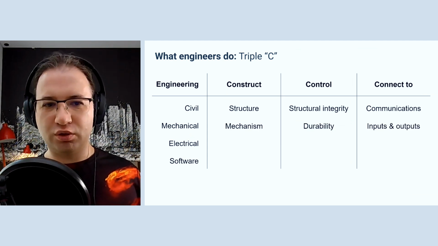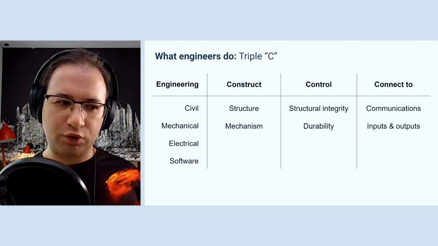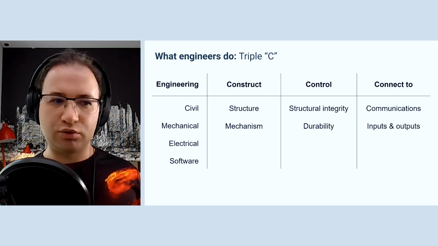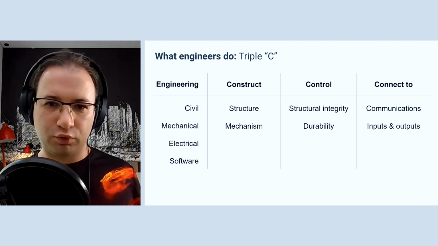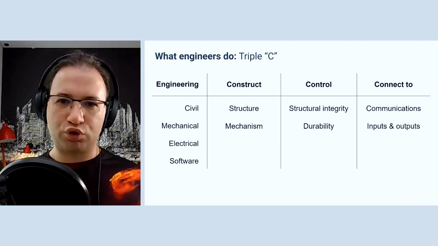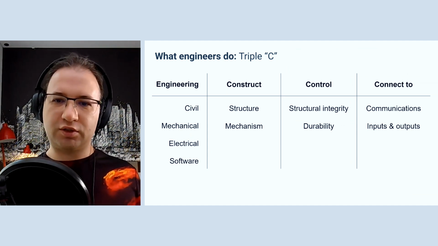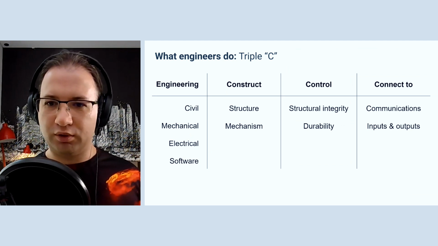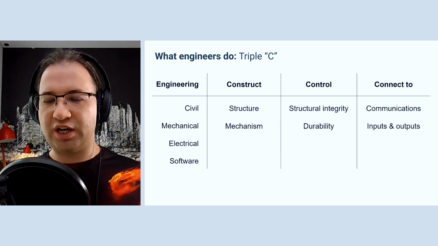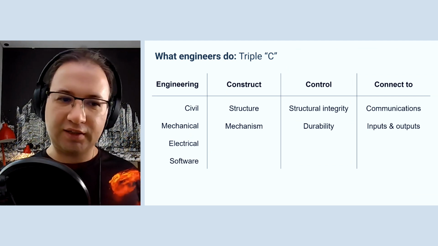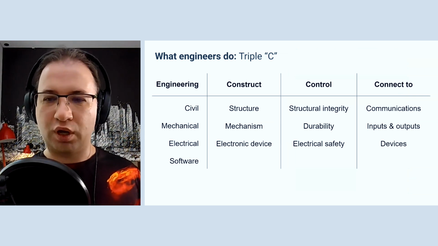In mechanical engineering, we construct mechanisms. And we should control durability because, for example, rotational force can suddenly break something in your mechanism. So you need to be careful and you need to understand those dynamic interactions. You also connect to inputs and outputs. Inputs, for example, the input rotational force, and outputs is some indication or whatever it does. Electrical engineering: electronic devices, electrical safety, and connecting to other devices.